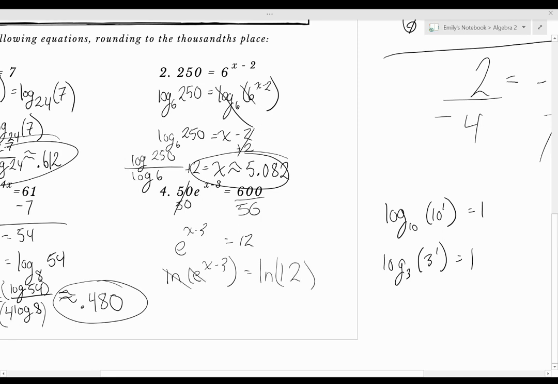And these are going to cancel out just like they do in regular logs. And this will become x minus 3 equals the natural log of 12. And I want to get this 3 out of the way, so my x is all by itself on that side. So I'm going to add it over. And what do you get when you type that into the calculator? You should get approximately 5.485.